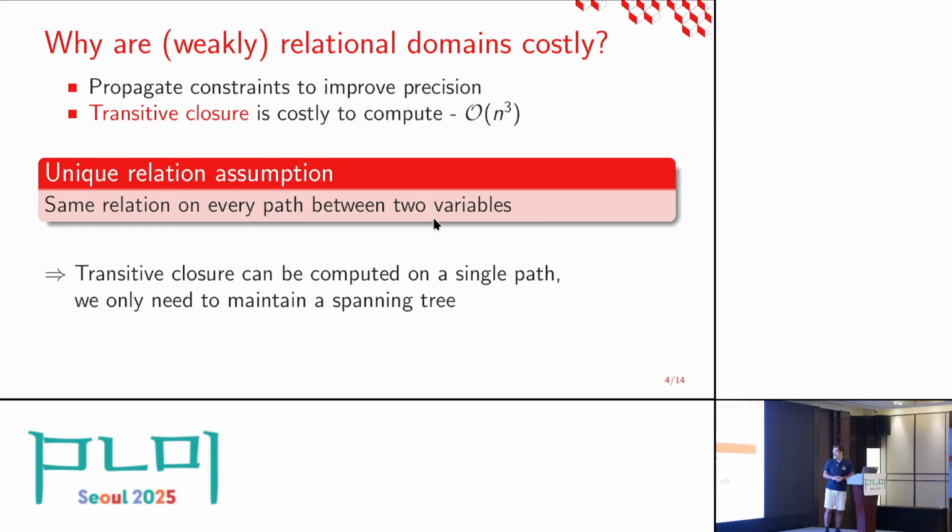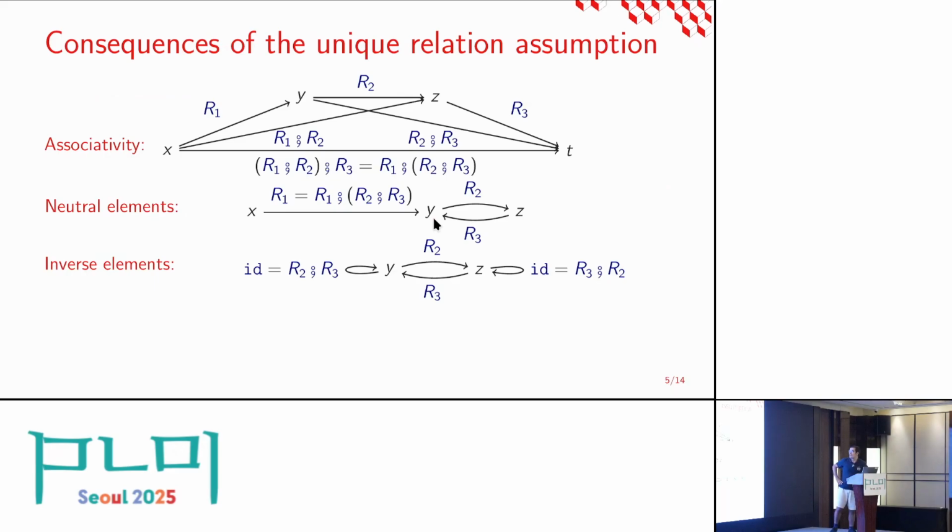And we also know that we can recompute the value between two arbitrary variables very fast, because we just need to look up a single path. Now, there are some quick consequences of that assumption, because it is a very strong assumption.